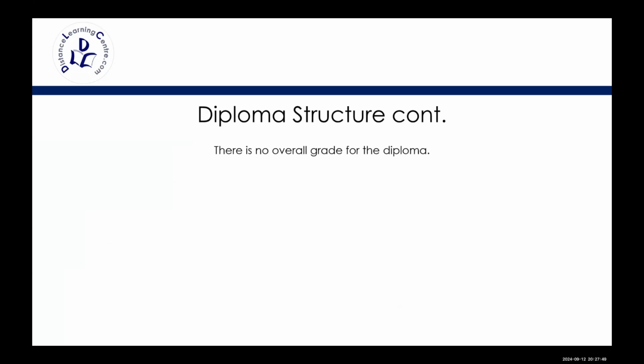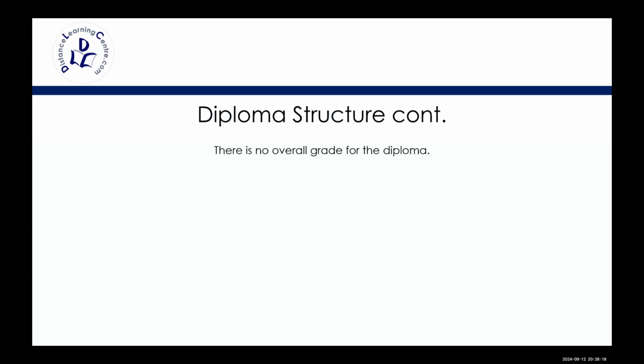Now, a couple of other things to have a look at as well, to mention, is that there is no overall grade for the Access to HE diploma. Okay, so you will get your Access to HE diploma, but it won't say whether it's an overall pass, an overall merit, an overall distinction. And like I say, that's exactly the same for every access diploma in the country. So don't think that you're at a disadvantage if it doesn't say a grade on it, because it's the same for everybody.